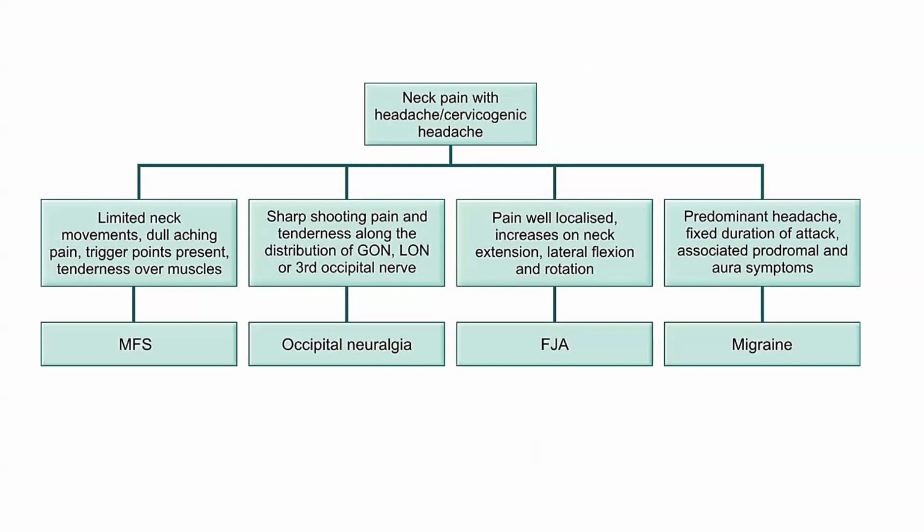Then there is a predominant headache, okay, and fixed duration attacks associated with prodromal or aura symptoms. It could possibly be migraine. So it is a very rough chart. Remember, a lot of things are there. We tried to put most of the important and common things that we should try to find out in a case of neck pain. So I think that my lecture part is over. Now it's the discussion part.